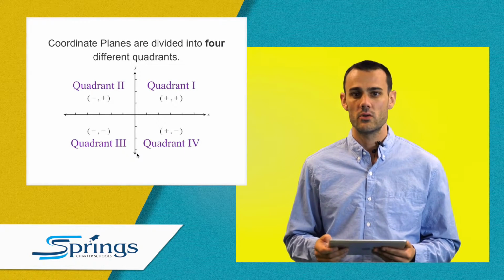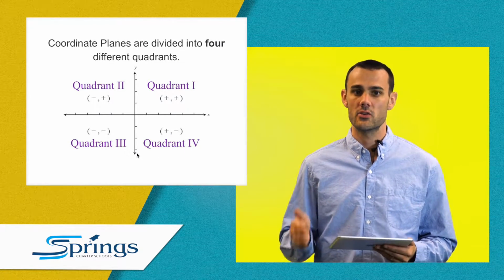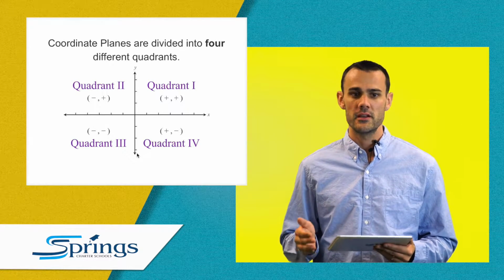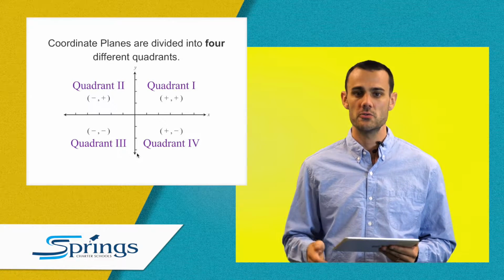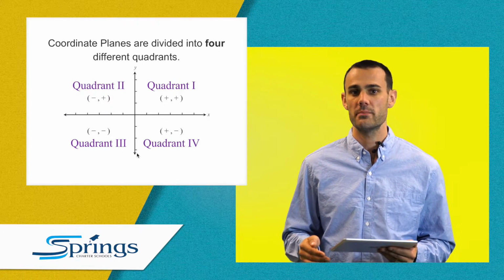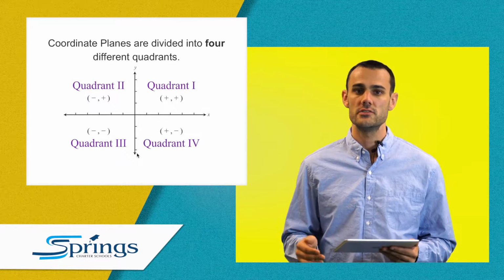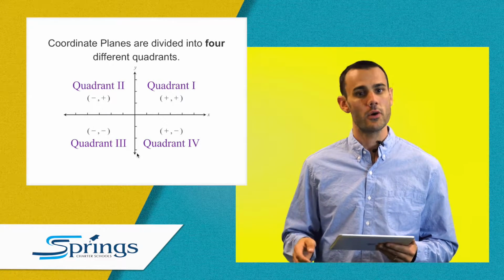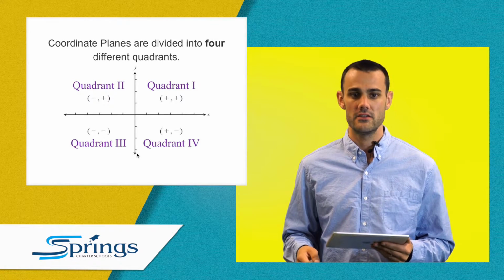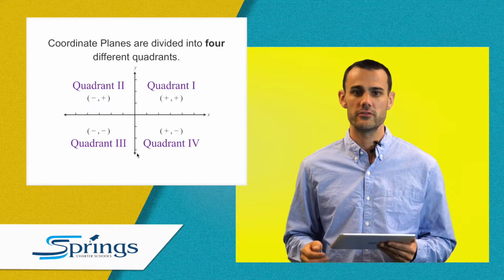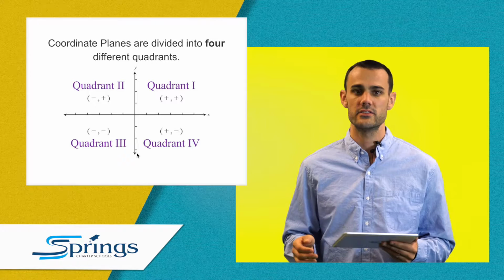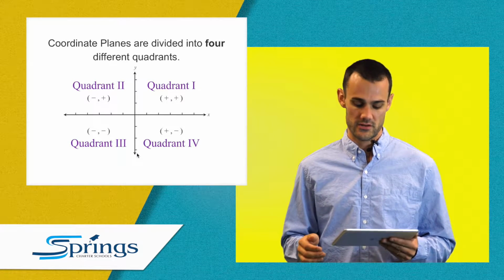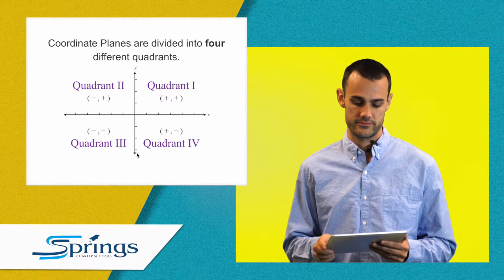Now you should also know that coordinate planes are broken into 4 different quadrants, and they rotate in a counterclockwise progression. Maybe it's a little different than we would normally see. Quadrant 1 has both positive x values and positive y values. Quadrant 2 has negative x values and positive y values. Quadrant 3 in the lower left-hand corner has both negative values for x and y. And quadrant 4 in the bottom right-hand corner has positive numbers for x values and negative numbers for the y values.